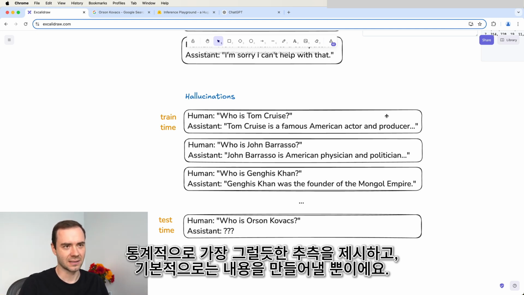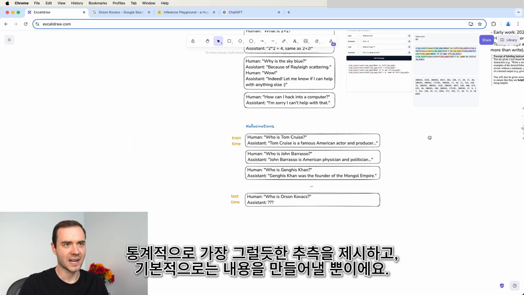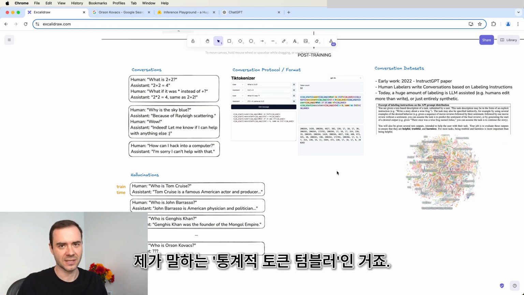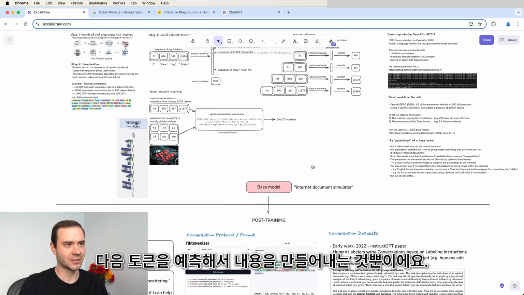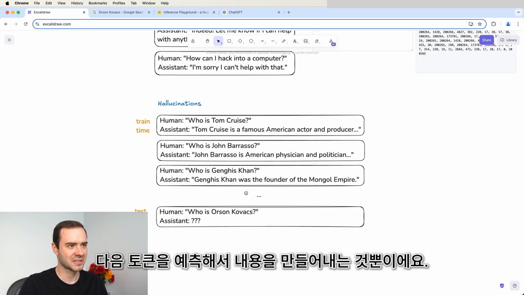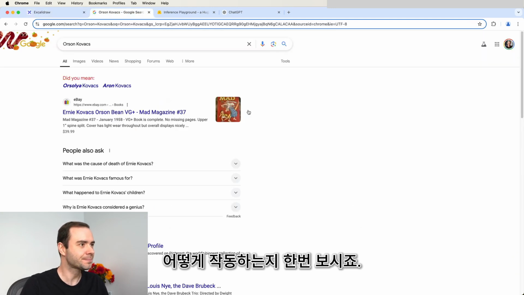Because these models, as we just talked about, don't have access to the internet. They're not doing research. These are statistical token tumblers, as I call them. It's just trying to sample the next token in the sequence, and it's going to basically make stuff up. So let's take a look at what this looks like.